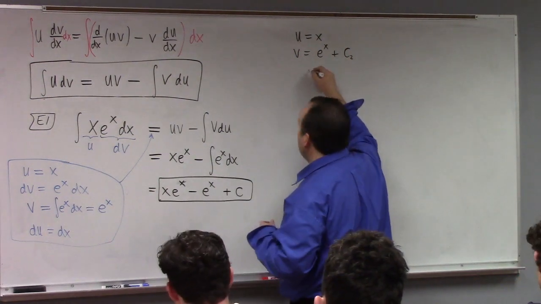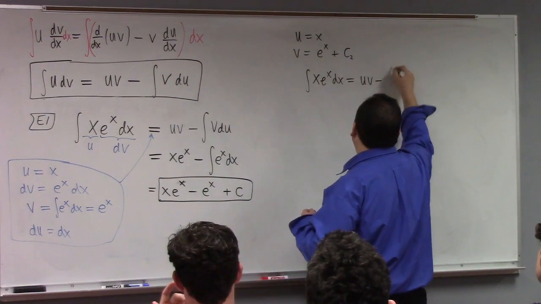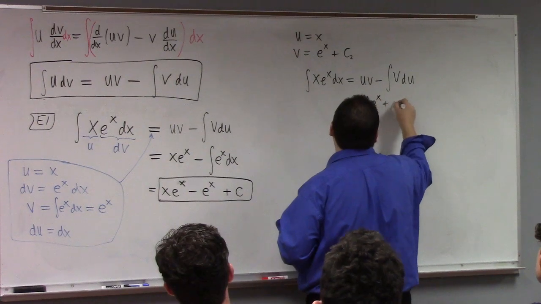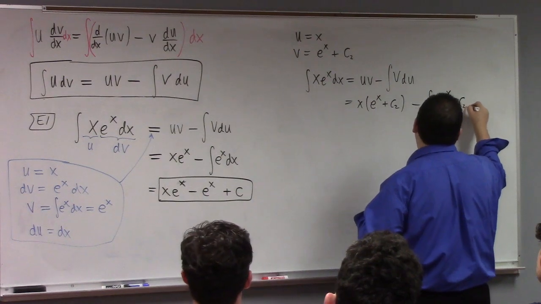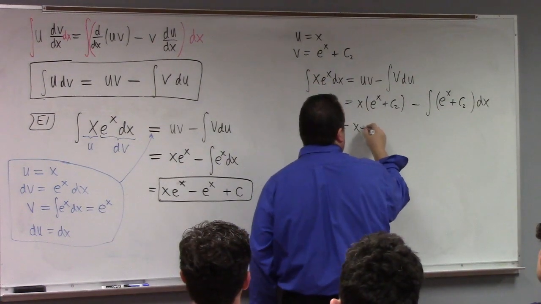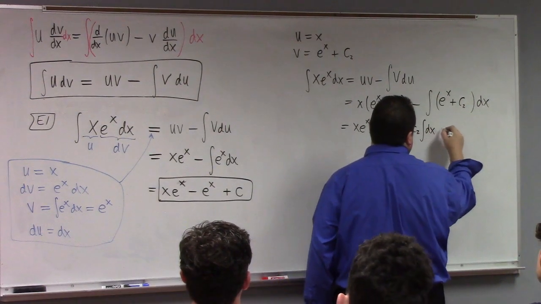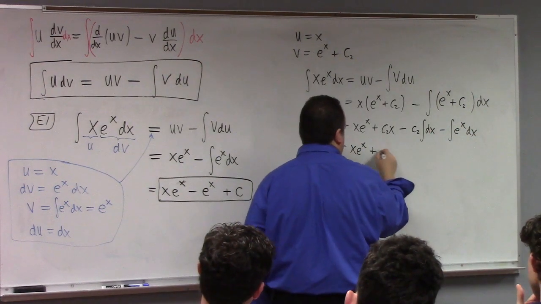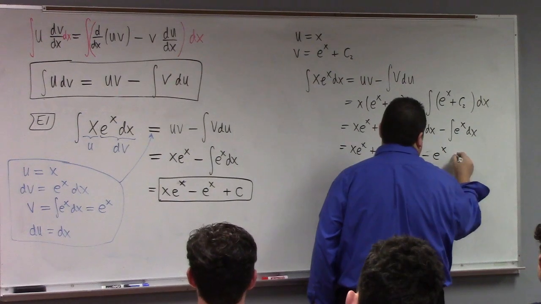Then when we have the integral of x e to the x dx, what we would have instead would be uv minus the integral of v du. What's that look like in this case? That would look like x times (e to the x plus c2) minus the integral of (e to the x plus c2), where du is dx, right? So what then happens is we get x e to the x plus c2 x, minus c2 times the integral of dx, minus the integral of e to the x dx, which gives us x e to the x plus c2 x minus c2 x minus e to the x plus a constant.